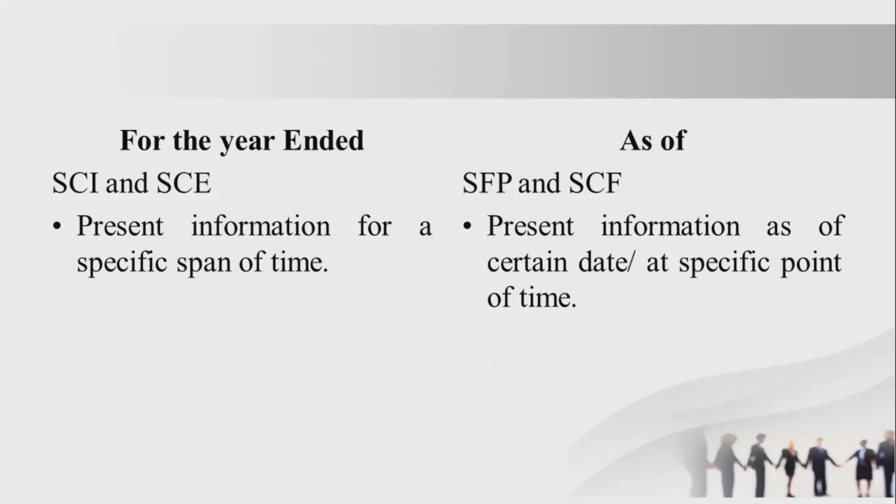Ginagamit natin yung "for the year ended" sa comprehensive income and changes in equity kasi pag sinabi natin for the year ended, may specific span of time. Like for example, January 1, 2020, nag-e-end siya December 31, 2020. Pag "as of" naman, statement of financial position and statement of cash flow. Yung information na yon ay as of a certain date or at a specific point of time. Meaning, as of that specific date, as of December 31, yun yung financial position and cash flow ng company.